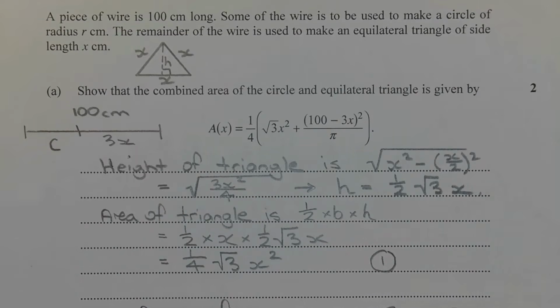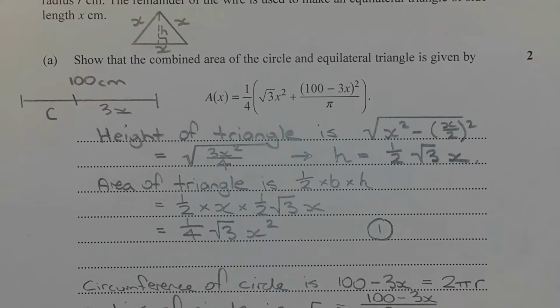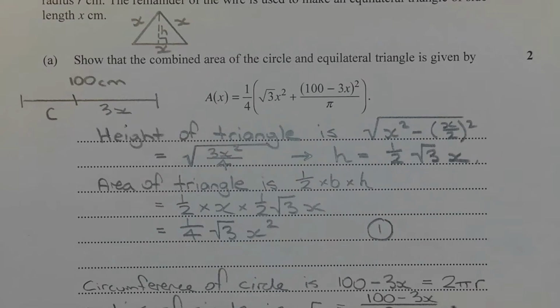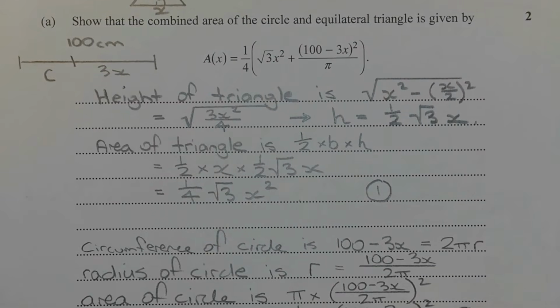Now let's consider the circle. We know that the circumference of the circle is 100 minus 3x centimeters, but we want the radius of the circle in order to work out its area. The circumference of a circle is given by the formula circumference equals 2 pi r. So 100 minus 3x is equal to 2 pi r. And we can rearrange that equation to make r the subject. And we get r is equal to (100 minus 3x) over 2 pi.